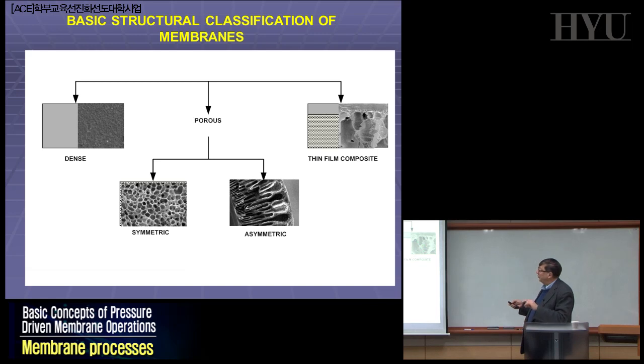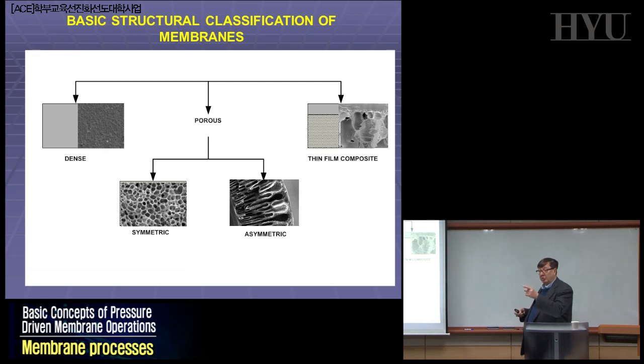You can also have 2 different materials to form your membranes. You can make in situ polycondensation. You can form a very thin, very dense layer on the surface of another, porous material. And these are a kind of composite material. This composite can sometimes be made of 2 different materials. You can have PVDF as support and aromatic polyamide as dense film.